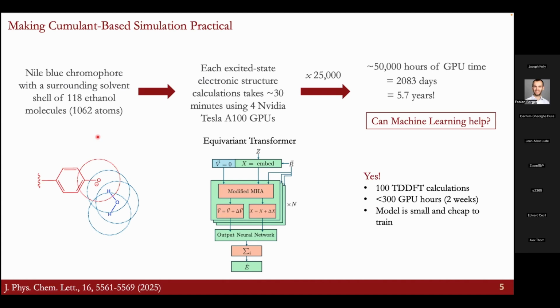With just about 100 TD-DFT calculations, we can train a model that in less than 300 GPU hours now is effective and very efficient at going back and calculating the rest of the 25,000 configurations that you need for the full trajectory. We use the same principle and process in order to take a step back and train a machine learning potential for the ground state dynamics. So we have two models, one for ground state dynamics and one for this TD-DFT replacement for the excitation energies. And so ultimately the question is, how well does this work?